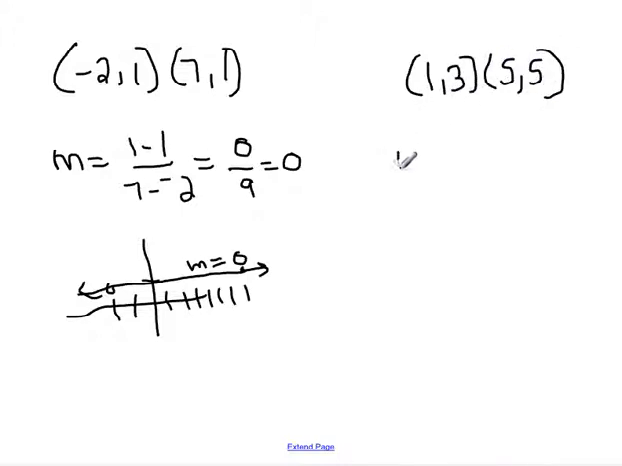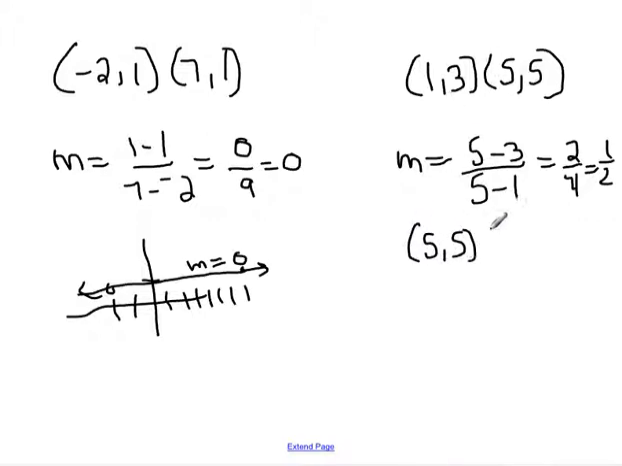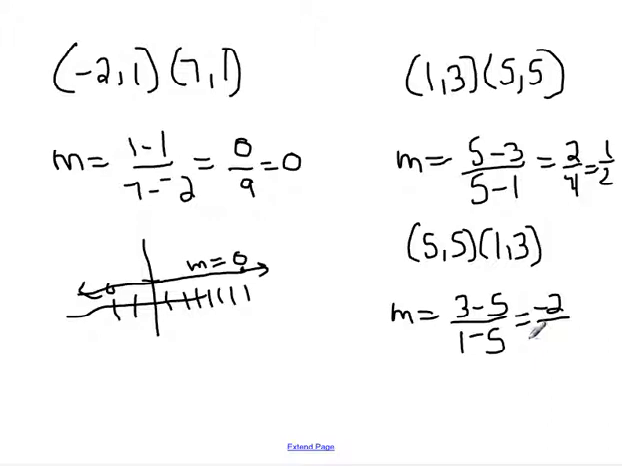If I do that, I'm going to take my y's and subtract them, 5 minus 3 over 5 minus 1, and that's going to give me 2 over 4, which gives me a slope of 1/2. Now I just want to show you something. Let's say I switch these points, and 5, 5 is on the left side, and then I have 1, 3, and I subtract these. So I'm going to take 3 minus 5 in this case, and then 1 minus 5. So 3 minus 5 is -2, and 1 minus 5 is -4. So that results in a slope of 1/2.